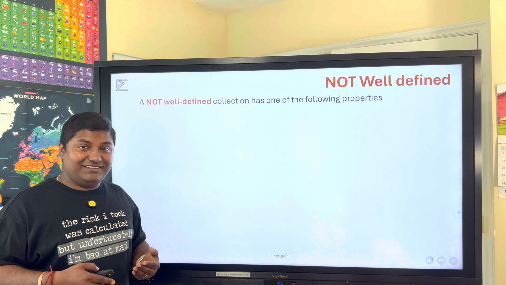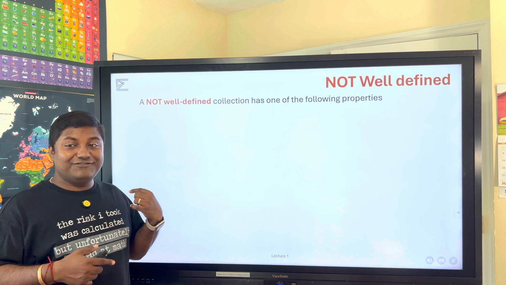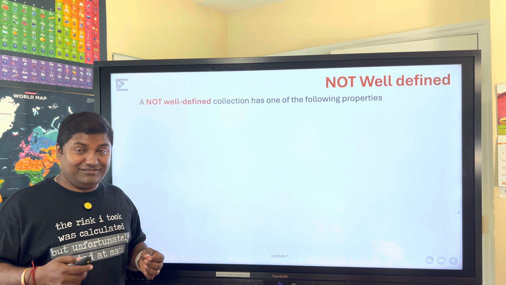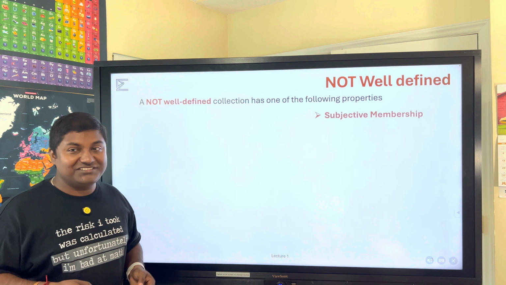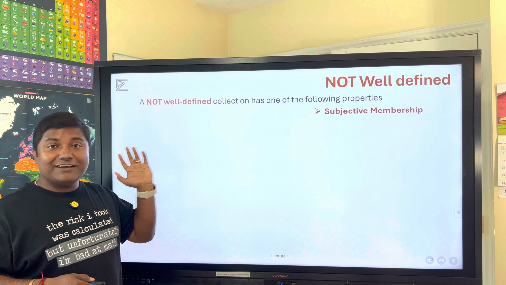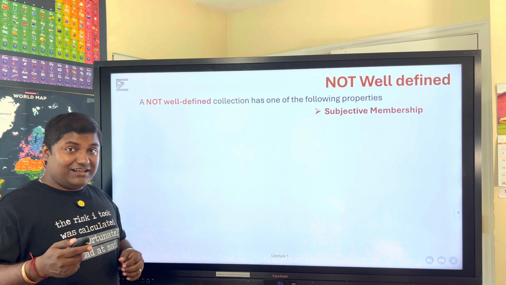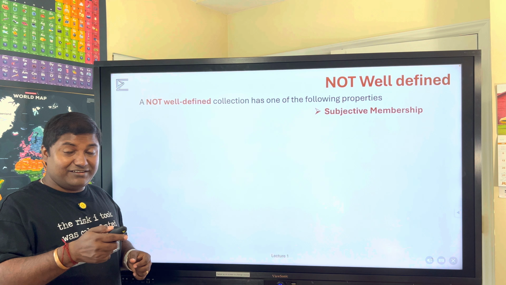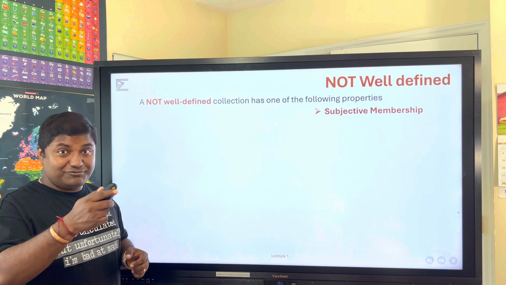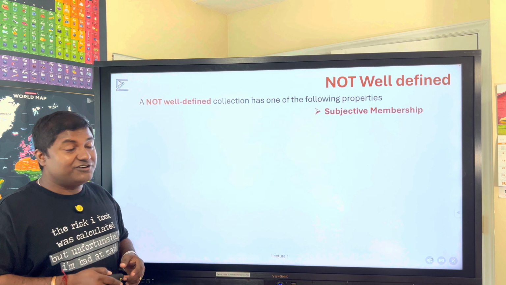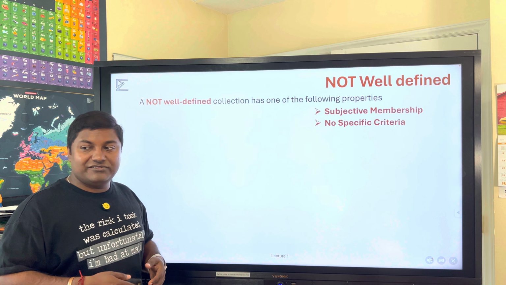and we'll see that it is exactly the opposite of what we learned for the well-defined collection. In a not well-defined collection, it has one of the following properties. Starting from it will not have clear membership. It will have subjective membership. If you ask different persons to create a particular collection which is not well-defined, the elements will always be different for different people. We'll see it through the examples.